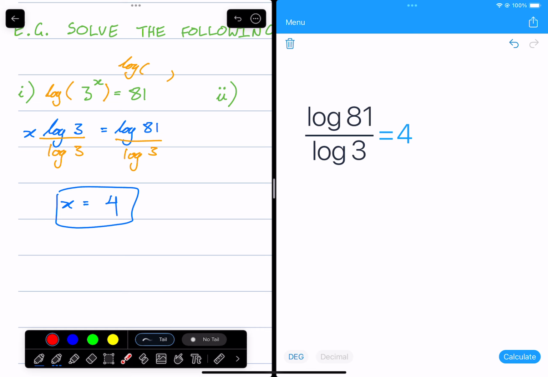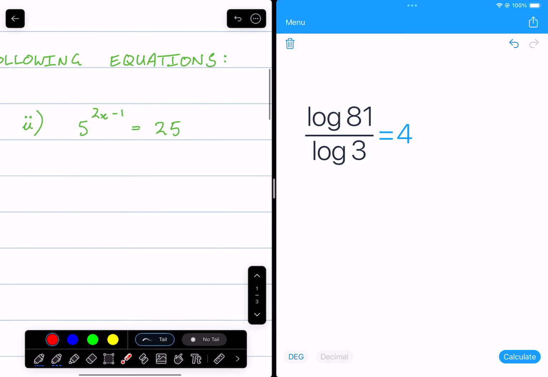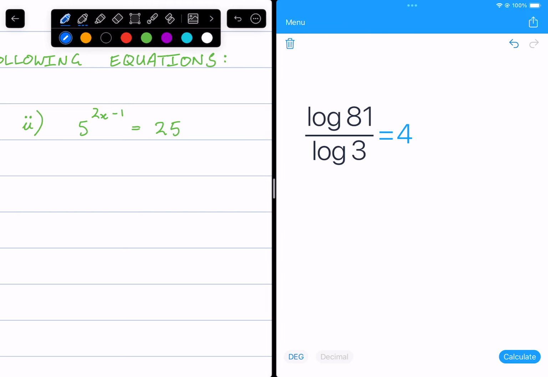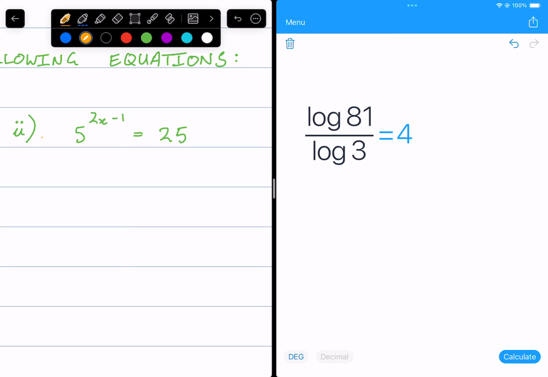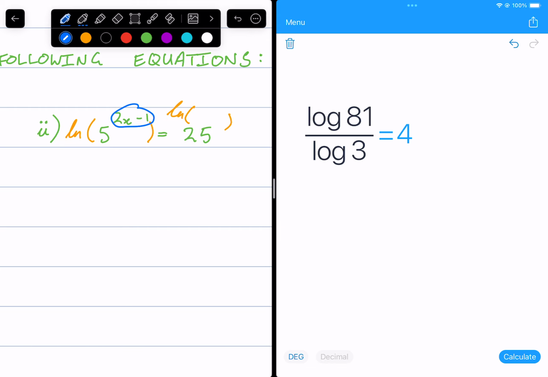Now, the log base that we take can be anything. In this case, remember, if we don't write what the base of this log is, it is assumed to be 10. But I'm going to demonstrate to you in this next one that it doesn't matter what base of log we take, so long as it is the exact same base. So in this case, you could actually take the ln of both sides, and just like we do with the log laws, this power will now move to the front. It'll be 2x minus 1 times ln 5 equals ln 25.